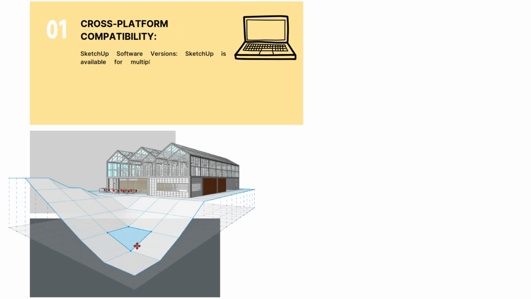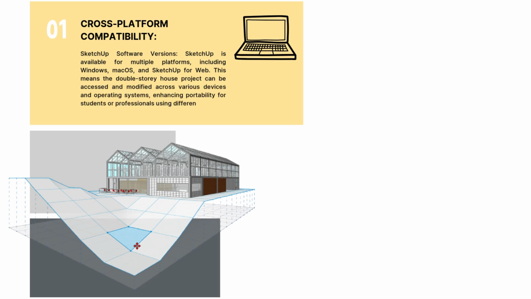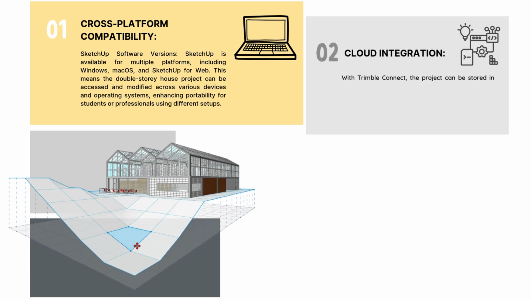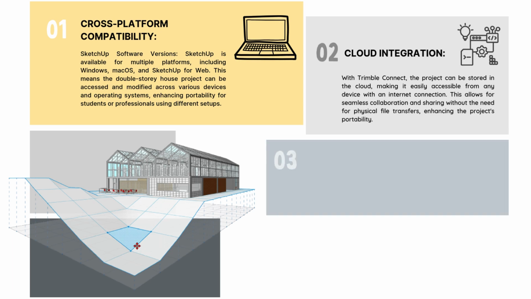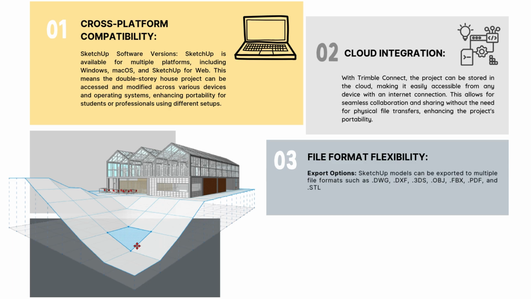Cross-platform compatibility. SketchUp is available for multiple platforms, including Windows, Mac OS, and SketchUp for Web. Cloud integration. The project can be stored in the cloud, making it easily accessible from any device with an internet connection. File format flexibility. SketchUp models can be exported to multiple file formats. This makes it easy to share the project with other architecture software.